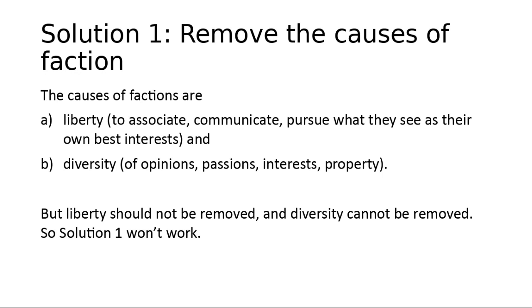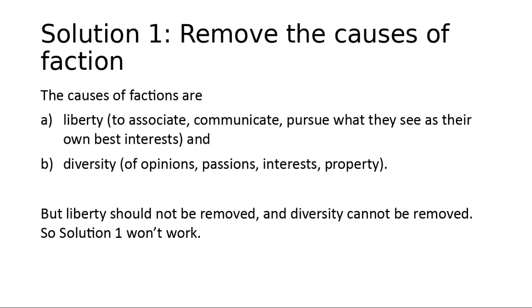Why do factions develop? Madison identifies two basic causes. The first is liberty. You give people the liberty to pursue whatever they see as in their own best interests, to develop the kind of businesses they want, and the kind of religious communities that they want, and the kind of other civic institutions that they want, to live and write and think and associate and communicate as they see fit. That's one cause of faction.